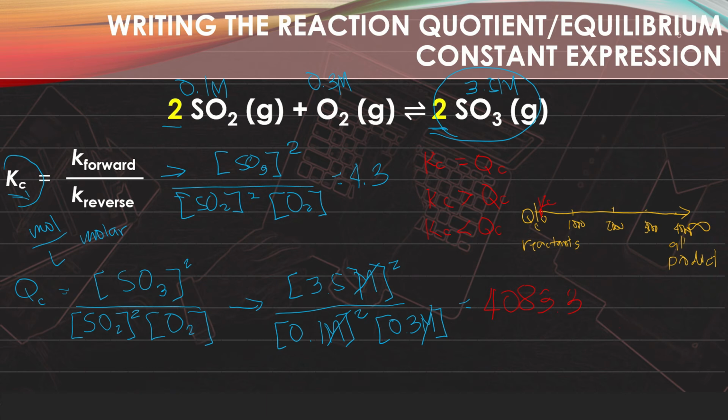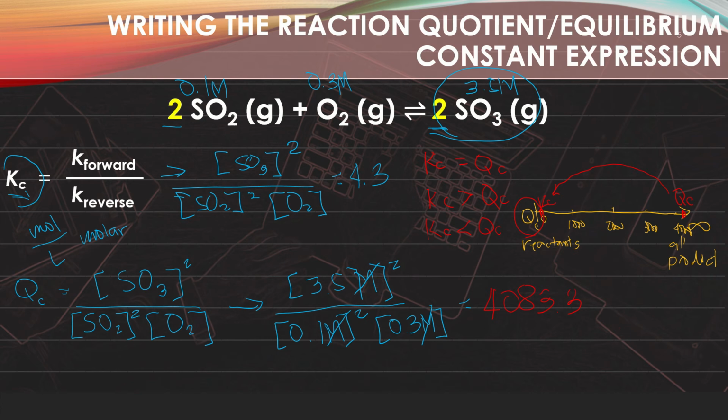Si QC naman natin nasa 4,083. So, nandito siya. So, QC. Now, since QC is our point of reference, what will happen is QC will adjust to go towards KC. Ibig sabihin, what will happen to the reaction? Will it be going from reactants towards the product or from product towards the reactant?